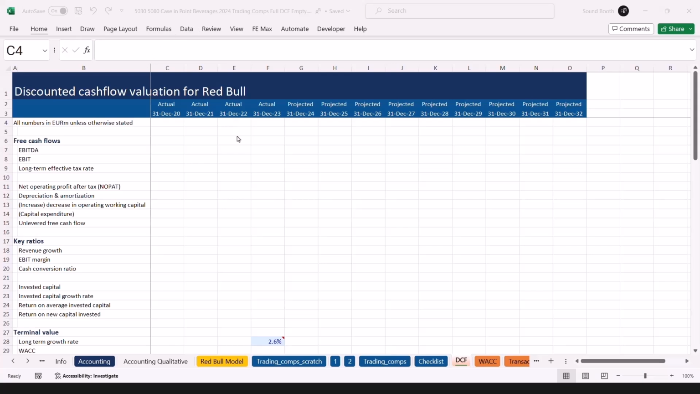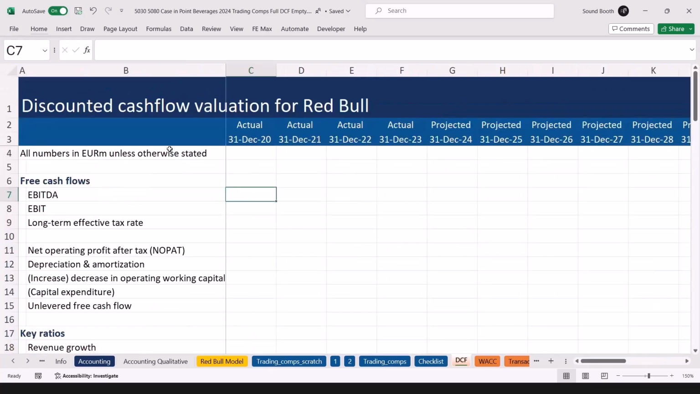I'm going to start with the key line items in the historical years, but for the cash flows, I'm only going to focus on the future years because you'd only get the cash flows in the future. The cash flows historically have already been captured in the cash balance. So the first thing I'm going to do is pull in the key numbers from the three-statement model.